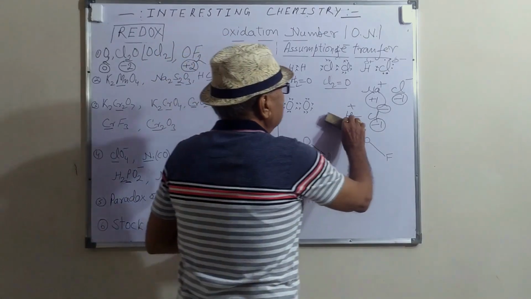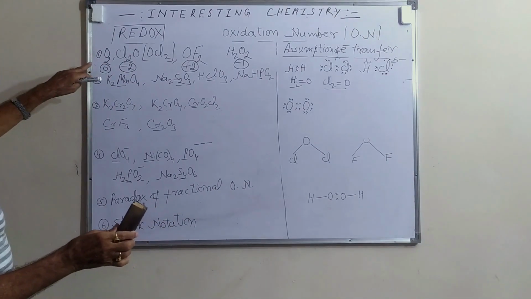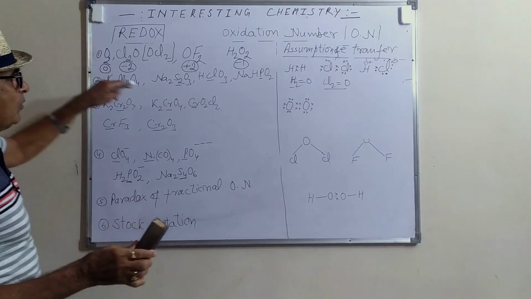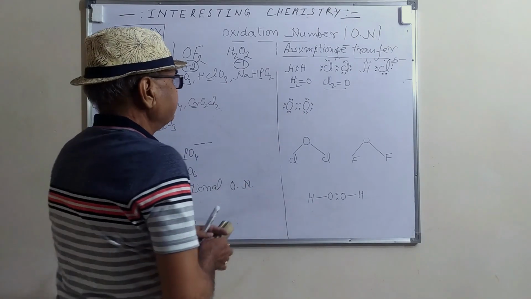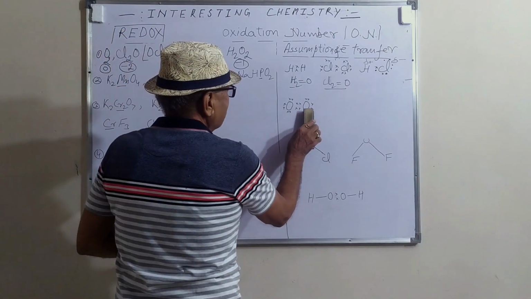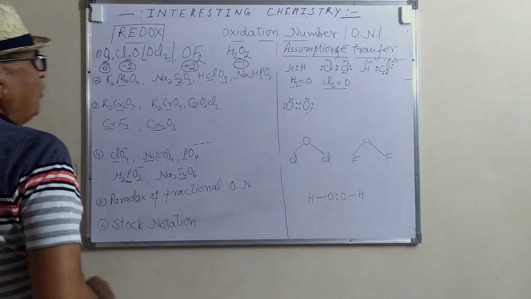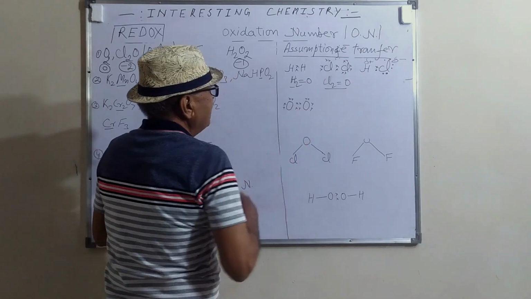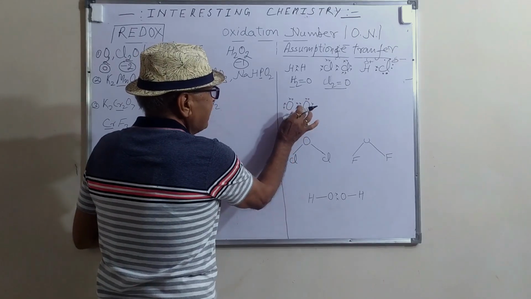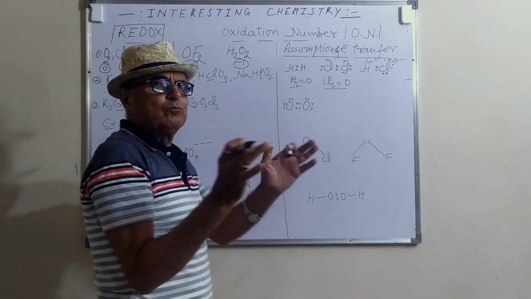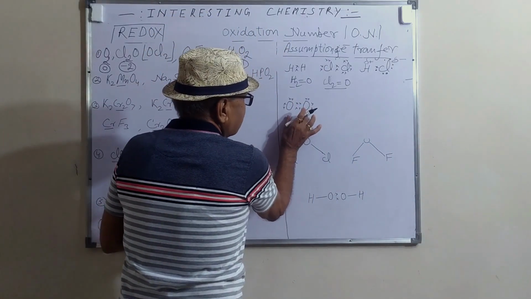Now I am telling you about my question: the oxidation number of O2 is 0. This is the electronic structure of O2. Both oxygen atoms have 6 electrons in the outermost orbit. 2 electrons of each oxygen are bonded with each other.